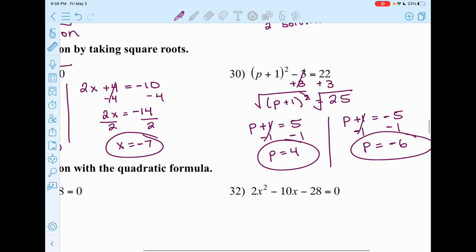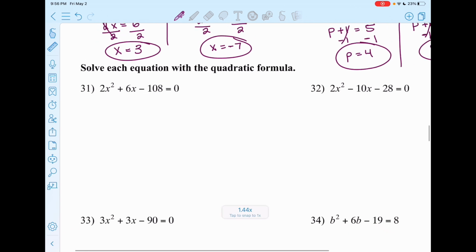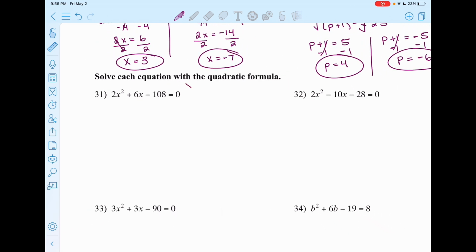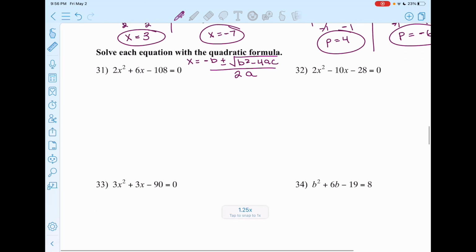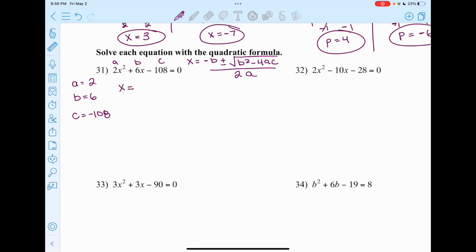Now let's try solving with the quadratic formula. The quadratic formula is x is equal to negative b plus or minus the square root of b squared minus 4ac all over 2a. So I'm going to start by labeling my a, b, and c values. A is 2, B is 6, and C is negative 108. And I'm going to plug these into my quadratic formula.